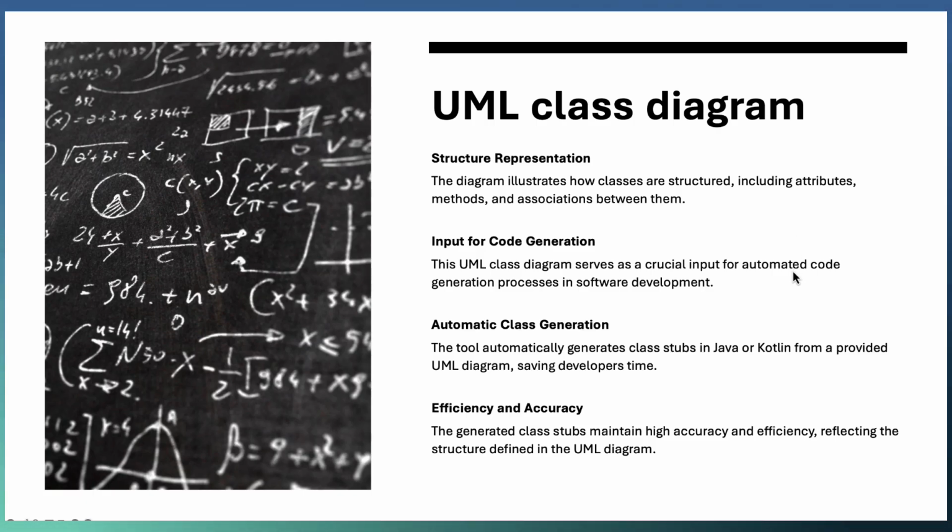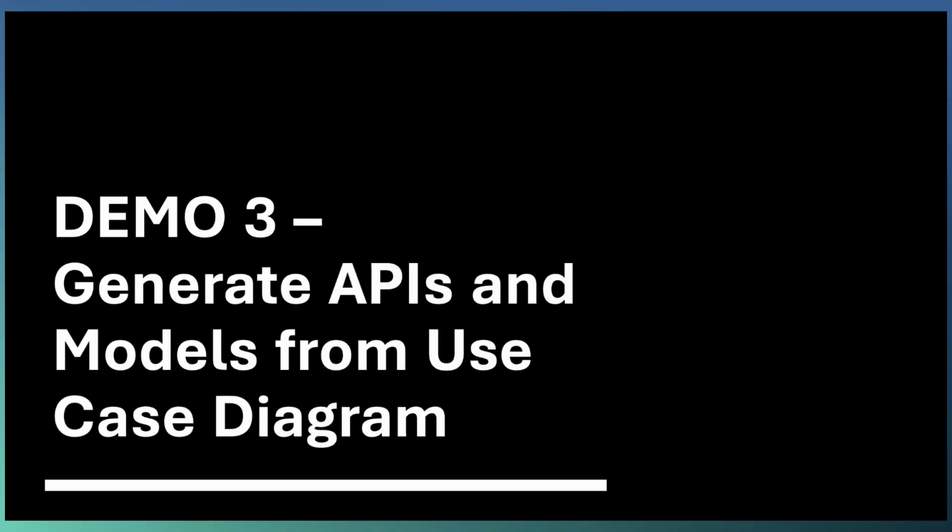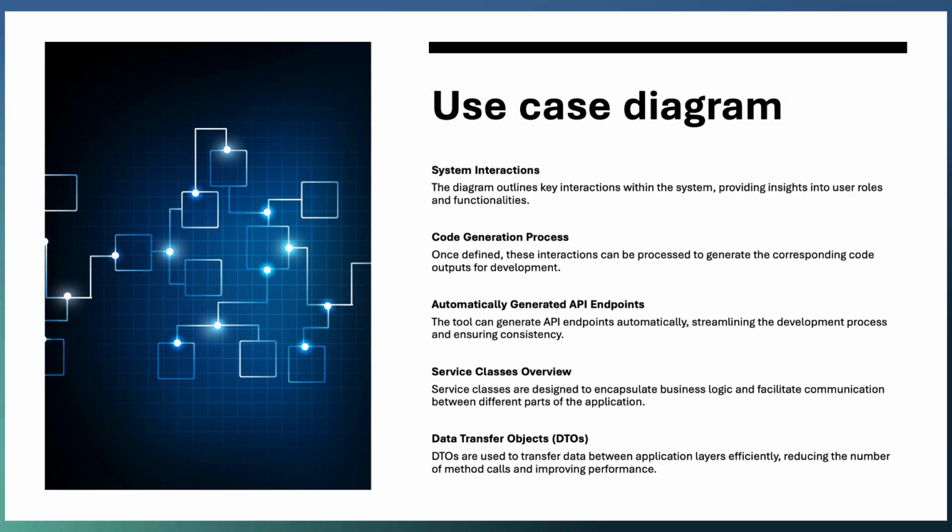Moving from the class diagram, let us see how to generate APIs and models from use case diagrams. So we have seen the architecture diagram, got the insights, and the class diagram converted to the structural elements in Java. Now, use case diagrams mainly define the roles or the actors, the humans in the system, and how they interact with each of the components in the system.